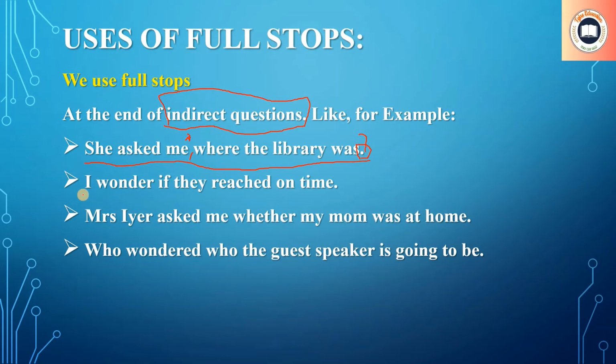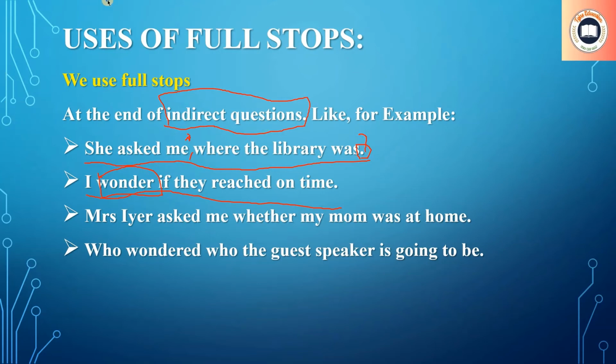Now the second sentence tells us, I wonder if they reached on time. Automatically, when I say the word wonder, you might think it is a question. But no, I wonder if they reached on time. It is a kind of statement, because this is an indirect question. It sounds like a question, but it is not a question. It is a statement, a sentence.